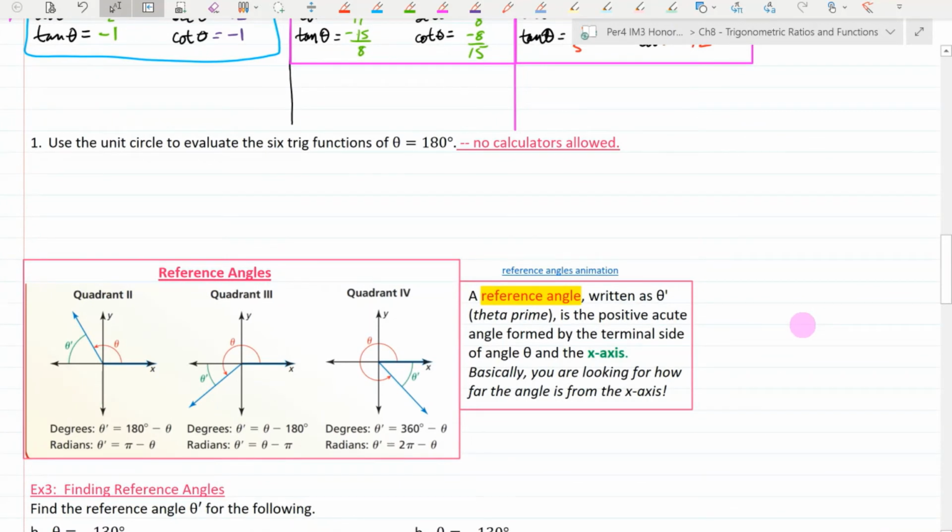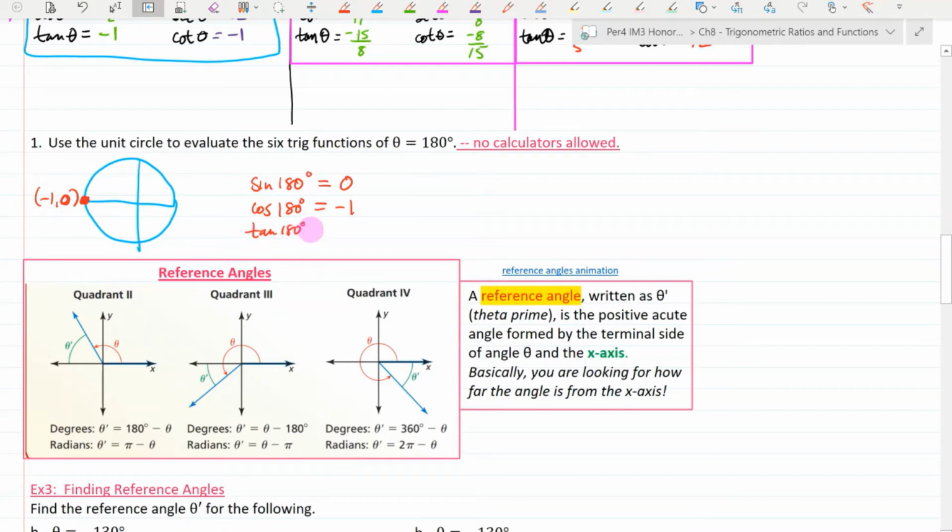If we're going to do the unit circle to evaluate the 6 trig functions of 180, remember 180 is here, and that point is negative 1, 0. So sine of 180 is the y value over here, which is 0. Cosine of 180 is the x value, which is negative 1. And then tangent of 180 is the slope of this line, which is 0.